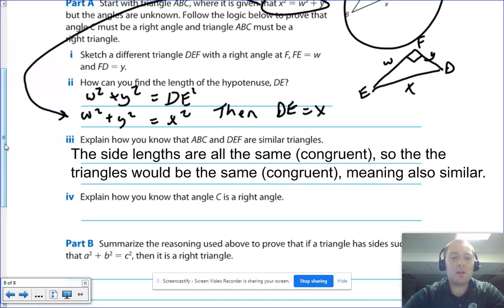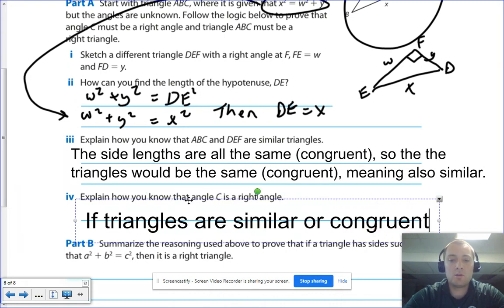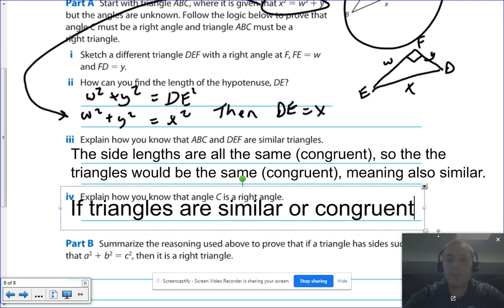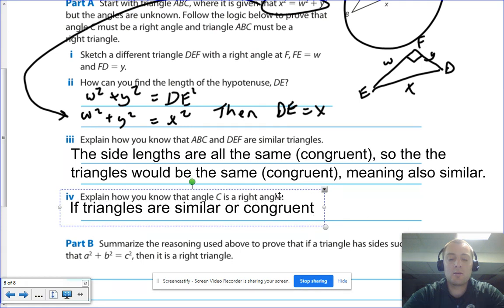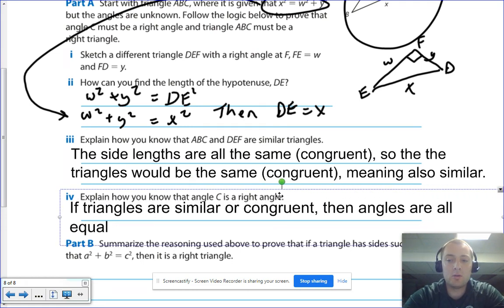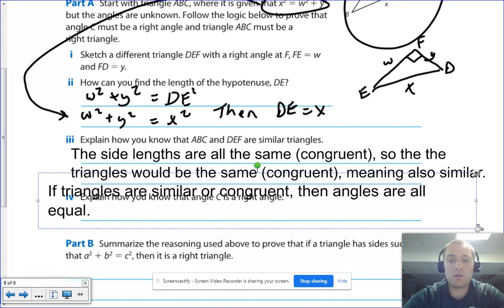So explain how you know that angle C is a right angle. Well, if they're similar or congruent, then angles are all equal. And I should say corresponding angles are all equal.